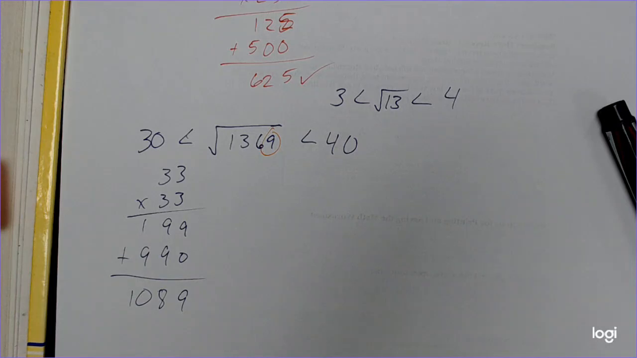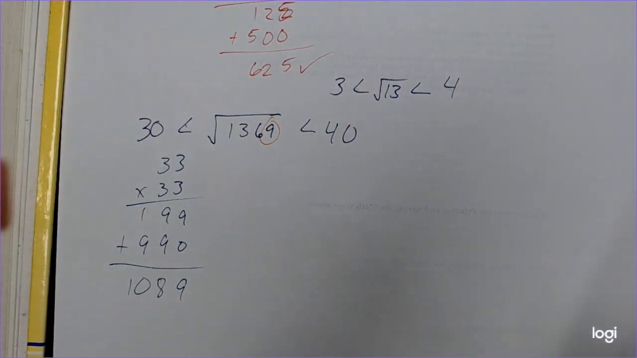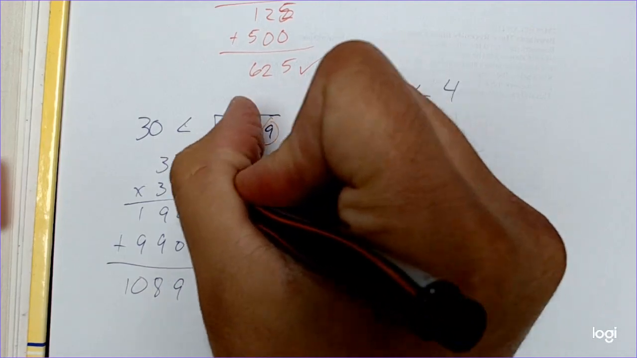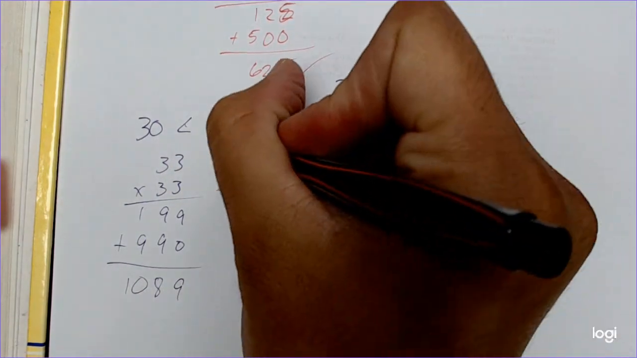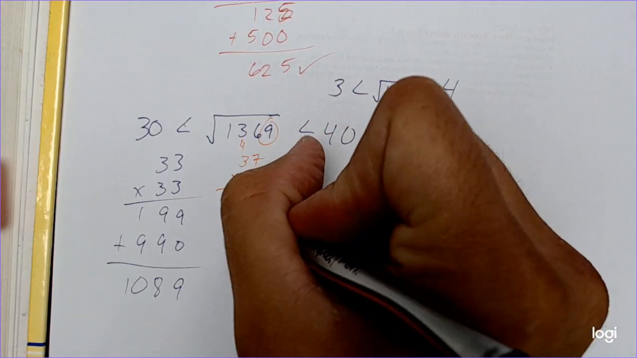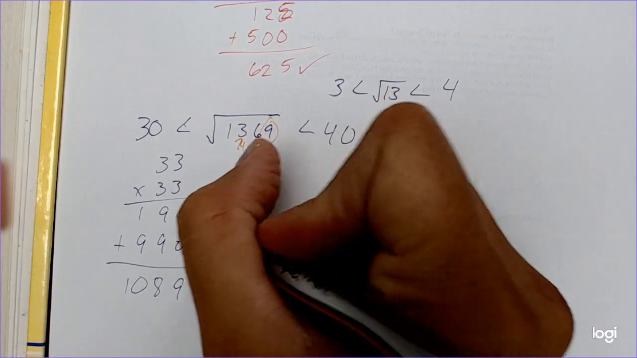Let's see here. 4 times 4 is 16, 5 times 5 is 25, 6 times 6 is 36, 7 times 7 is 49. Oh, 7! 7 ends in a 9. So let's try 7 times 7, or 37 times 37. Let's see here. 37 times 37. 7 times 7 is 49, carry the 4. 7 times 3 is 21, 25 plus the 4, placeholder 0, 21, carry the 2. 3 times 3 is 9, plus 2 is the 11.